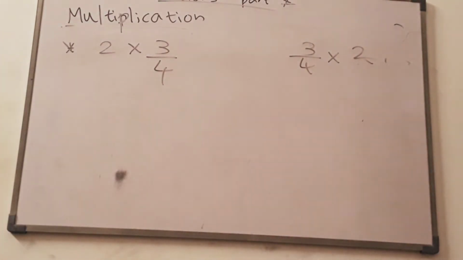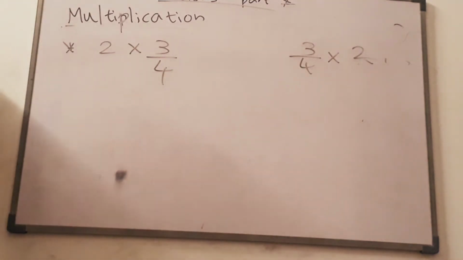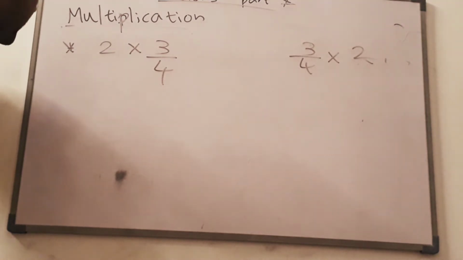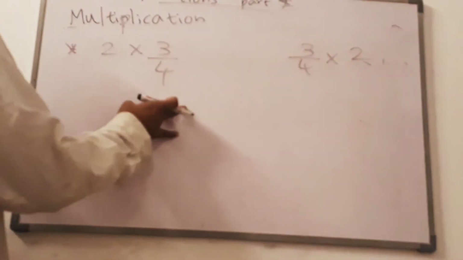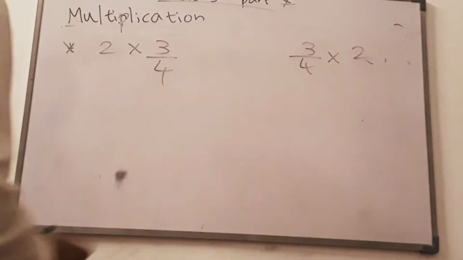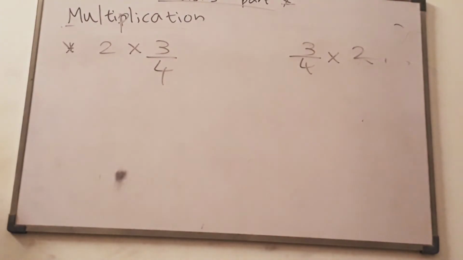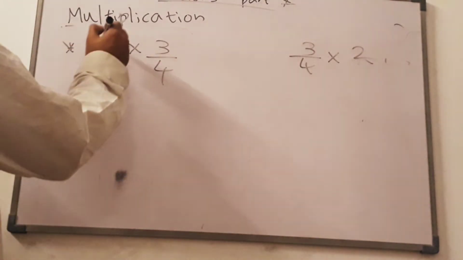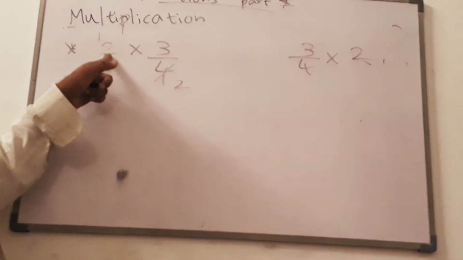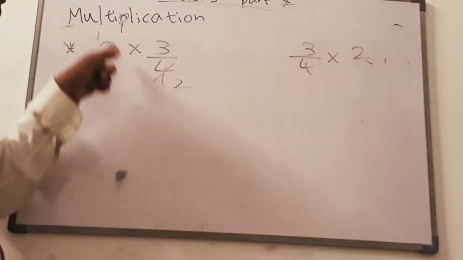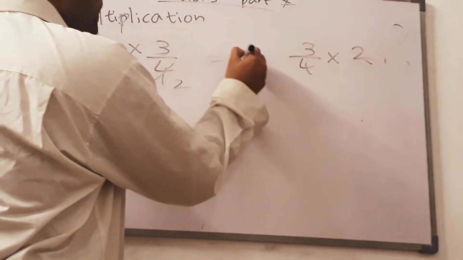3/4 times 2. Now we have to simplify 2 and 4. This is quite different. Normally the factor comes from the denominator, but here it comes from the whole number. So both 2 and 4 are divisible by 2. 2 is a factor of both 2 and 4. So just 1 2 and 2 2s. For here, how many 2s? 1 2. For here, 2 2s. So 1 to 2. 1 times 3 is 3 over 2. Answer is 3 over 2.